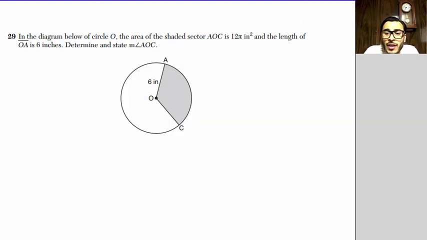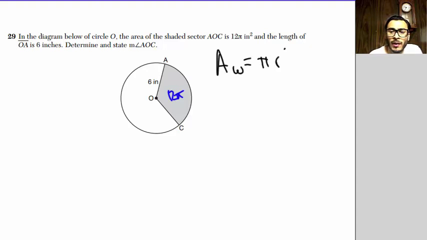In the diagram below of circle O, the area of shaded sector AOC is 12 pi inches squared, and the length of OA is 6 inches. Determine and state the measurement of angle AOC. No problem. Let's find the area of the whole circle. Well, that's pi r squared, so it's going to be pi times 6 squared, which works out to 36 pi. That's the area of the whole circle.